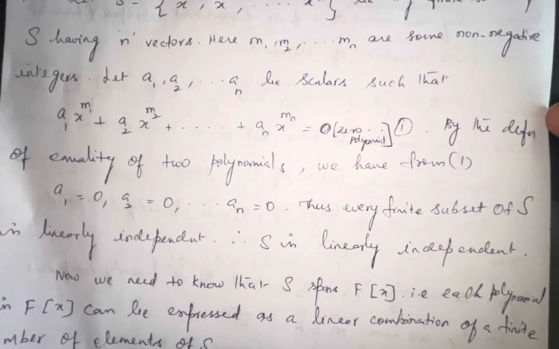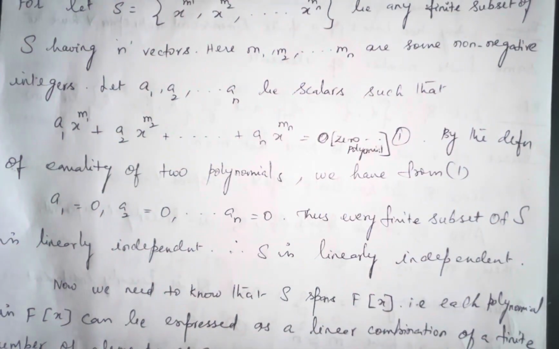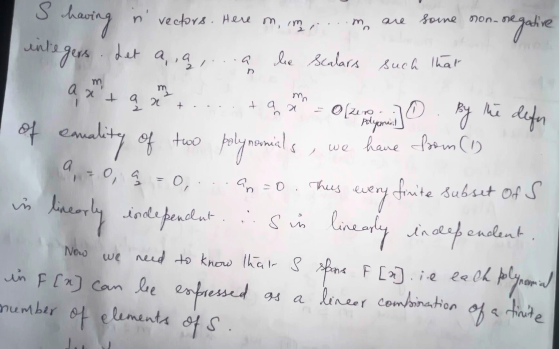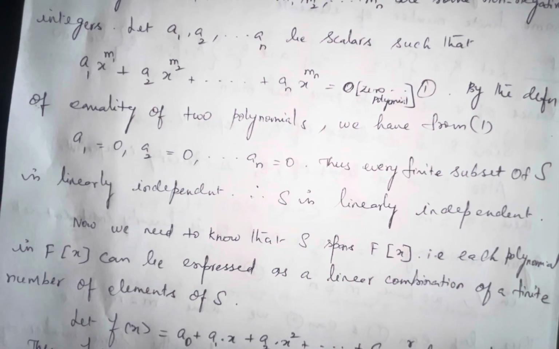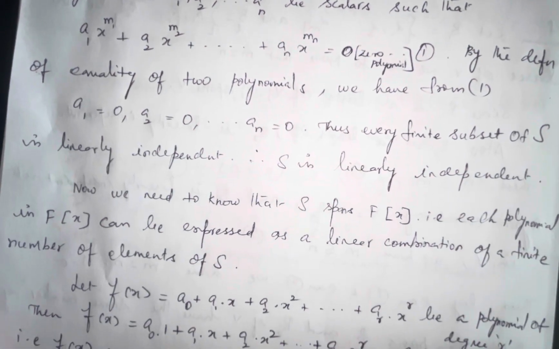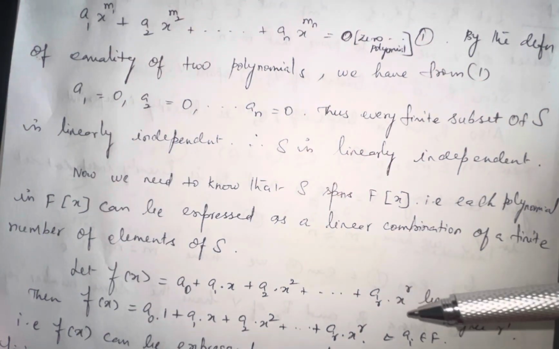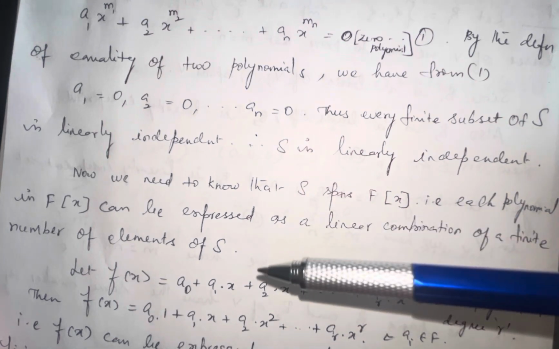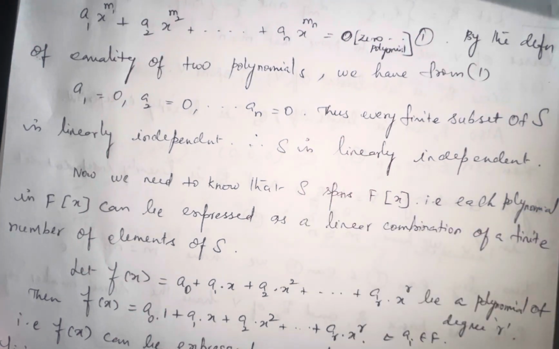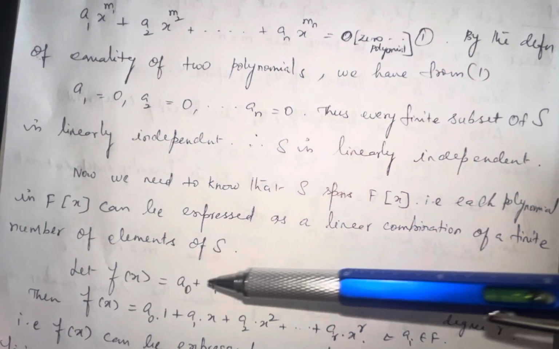Now the next condition is that we need to show that S spans F[x]. For S to span F[x], each polynomial in F[x] can be expressed as a linear combination of a finite number of elements in S. So for that, let us take a polynomial f(x) = a0 + a1 x + a2 x squared + etc. + ar x^r, a polynomial of degree r. Instead of a0, a1, you can take any scalars b0, b1, etc. Any f(x) will be a polynomial of this form.